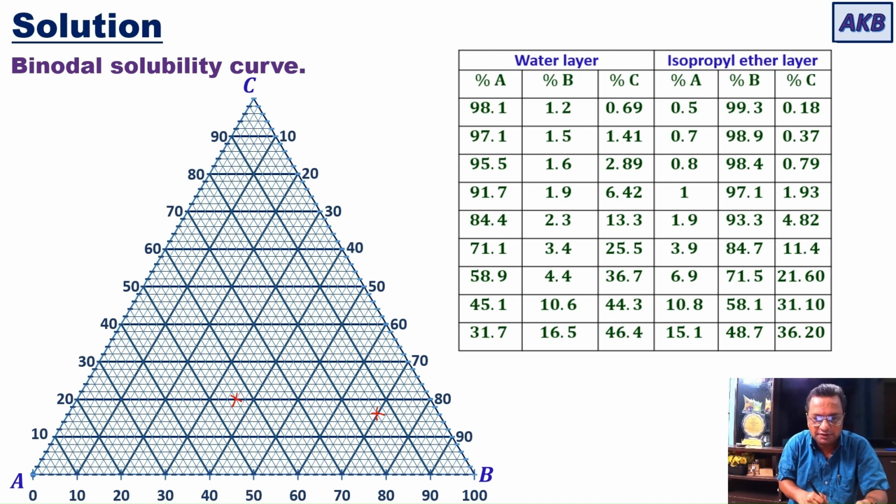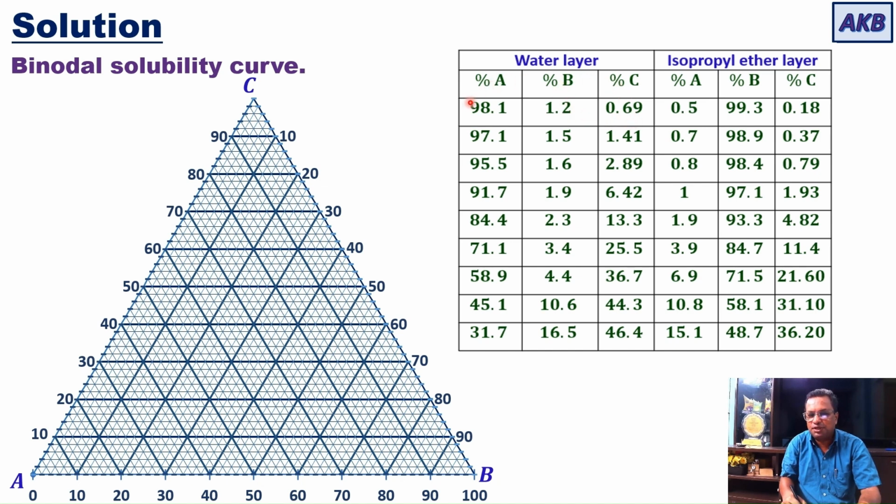First, let me erase. I hope you have understood how the points are to be plotted. If you have any doubt, please mention that in the comment section. Let us start. So what we will do, we will plot a point. For example, the first entry, 98.1% of A, 1.2% of B and 0.69% of C. So we have a mixture that contains 98.1% of A, 1.2% of B and 0.69% of C.